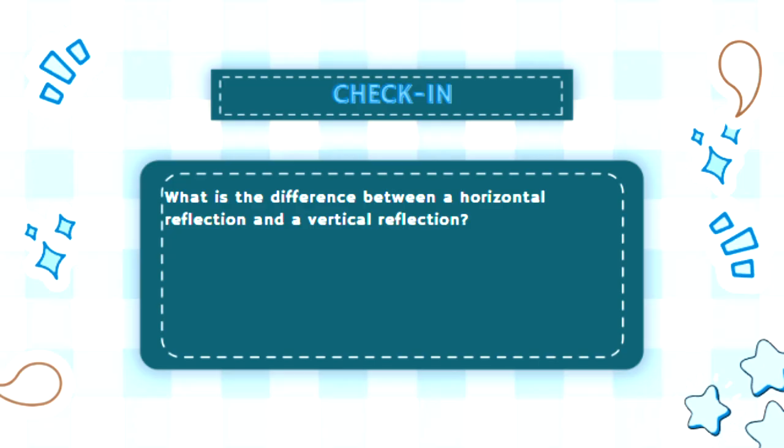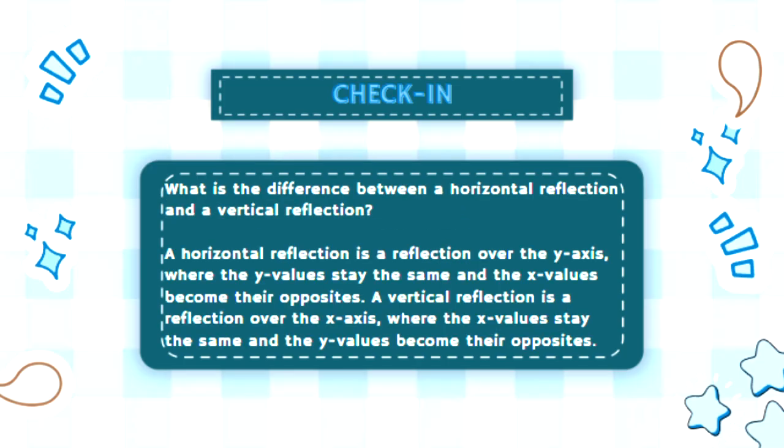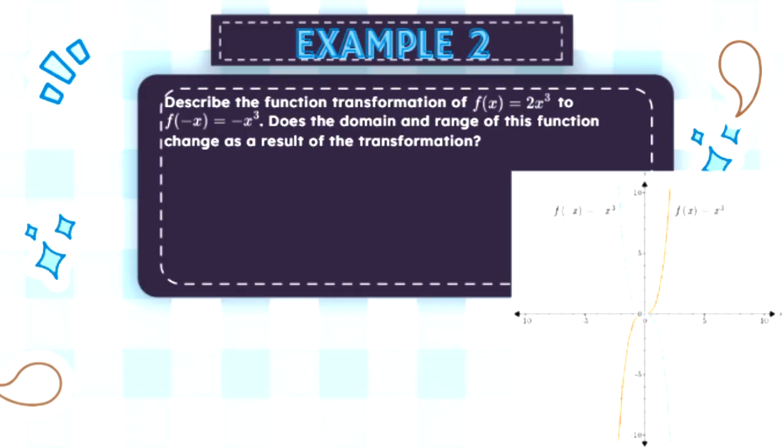(-2, 1). Check in: what is the difference between a horizontal reflection and a vertical reflection? A horizontal reflection is a reflection over the y-axis. It goes side to side, where the y values stay the same and the x values become their opposites. X values change when you're going side to side. A vertical reflection is up and down. It's over the x-axis. The x values stay the same and the y values become their opposites.